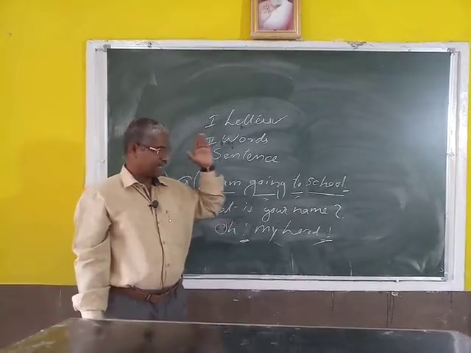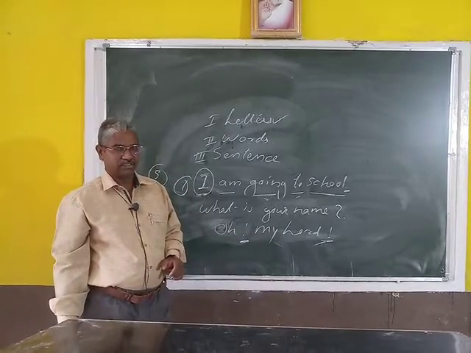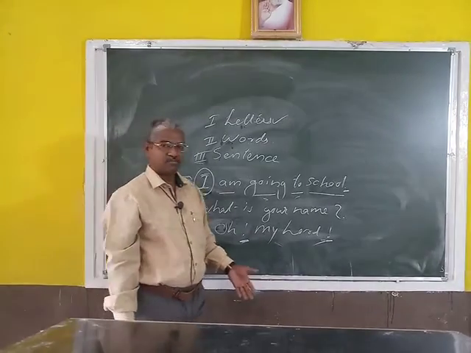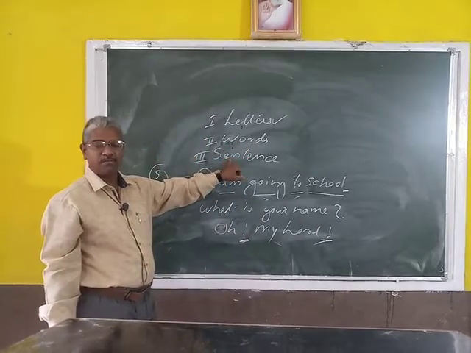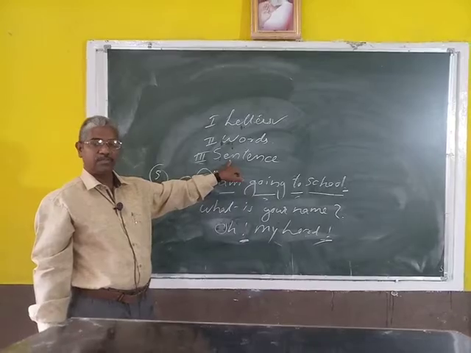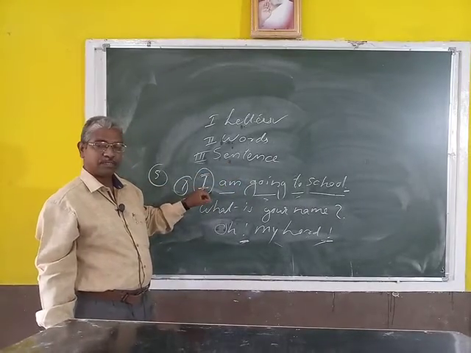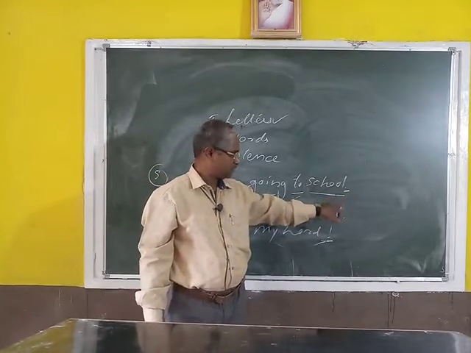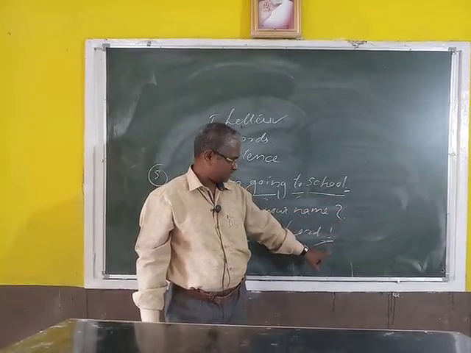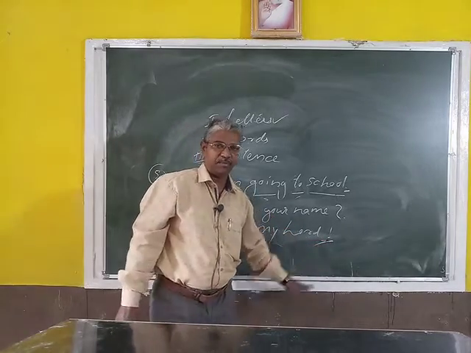So if we connect all these points, we will get the definition of a sentence. What is a sentence? A sentence is a group of words. It gives a complete meaning. A sentence begins with a capital letter and ends with a full stop or question mark or exclamation mark. Is it clear? This is the definition of a sentence. Keep it in your mind.